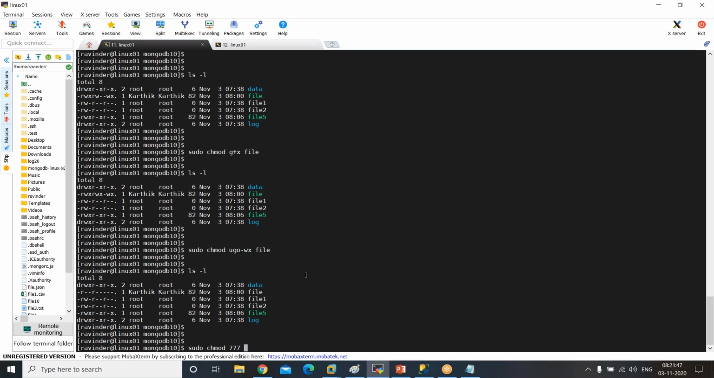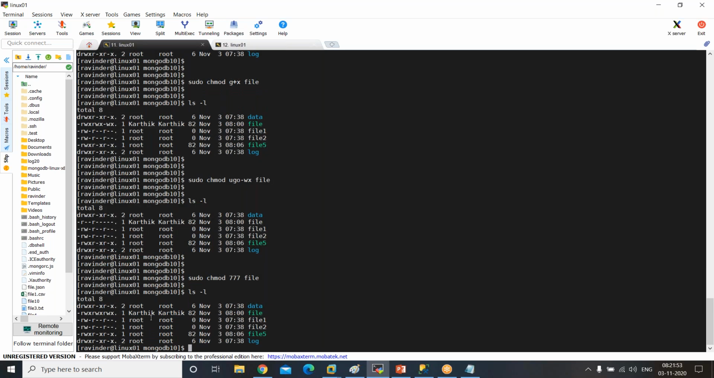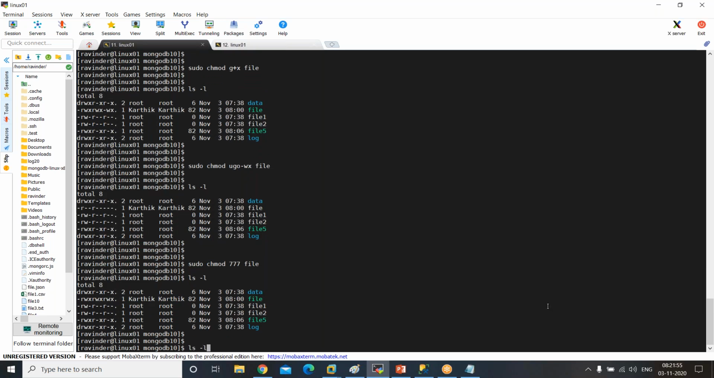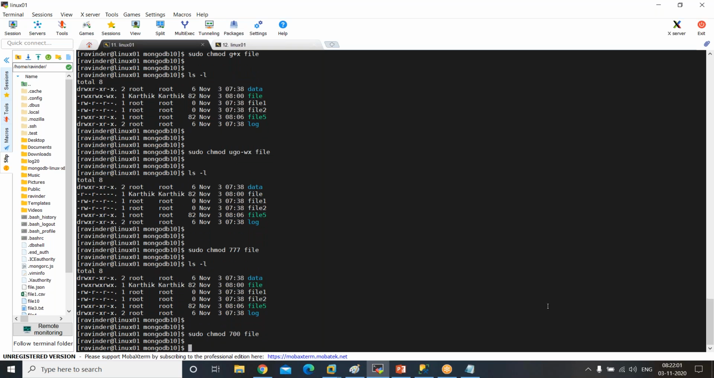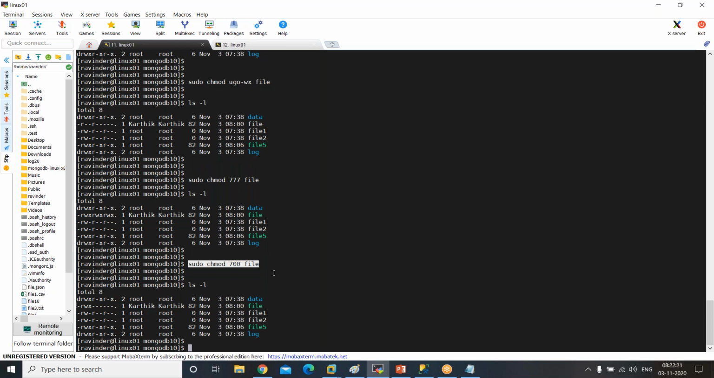So if I'm giving chmod 777 file1, if you see, all permissions are given. If I run the same command again, maybe 700, every time it executes, it will apply the new permissions to the file automatically. With 700, owner has read write execute and group has no permissions because of the zeros, and others also have no permission. Every time you run this command, it is overwriting the existing permissions. But symbolic mode is not like that. Either it will take away the permissions you mentioned, or it will add the permissions you mention. What you don't mention, it won't touch.